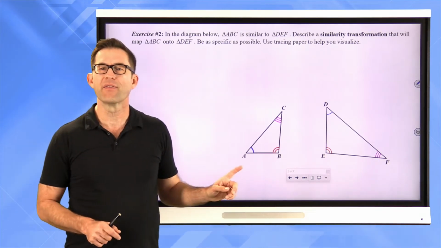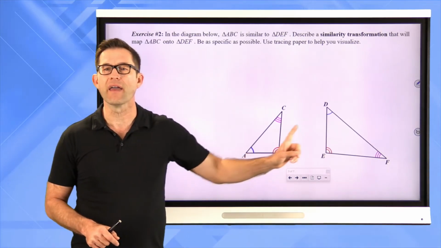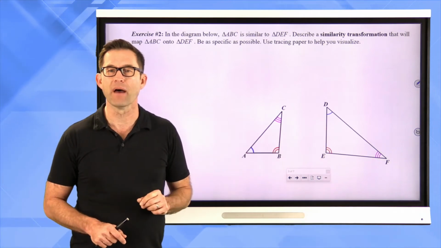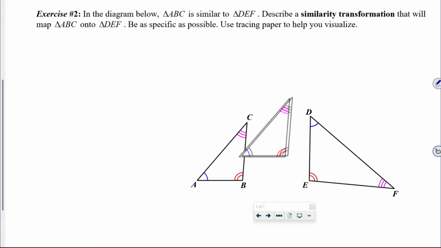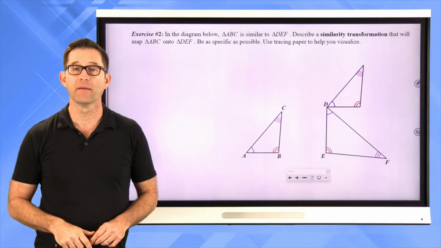Now, one thing that I think I'm going to do, notice that angle A and angle D have the same measure. So I think that the first thing I'd like to do is translate ABC so that point A maps to point D.